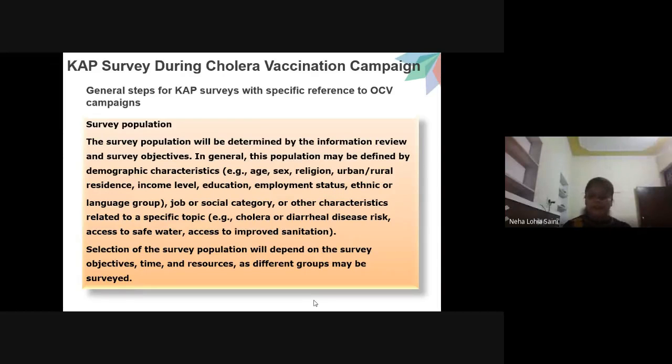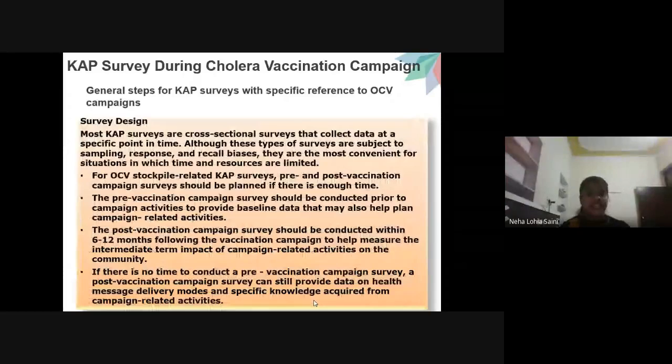So as different groups may be surveyed, different populations are different, interviewers are also different. So you have to prepare a questionnaire in such a way that it is generalized and eligible for all the interviewers who will interview. Then we have survey design. Most KAP surveys are cross-sectional surveys, that collect data at a specific point in time, because there are more interviewers. So at a time, many different sections are covered.